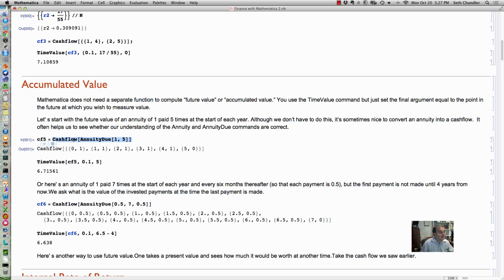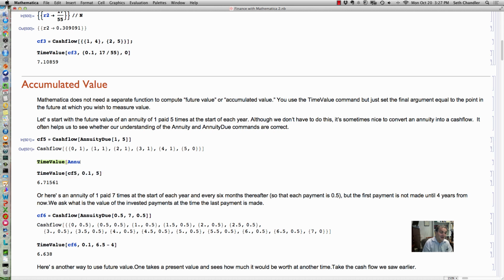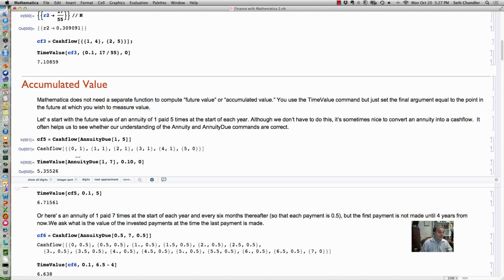A lot of times you do not need to do this. You can work directly with the annuity due. For example, I can say, what is the time value of an annuity due where I'm getting $1 for 7 periods, discounted at 10% right now. I don't have to convert it into a cash flow object. It's going to do that internally, and it's going to tell me that it's 5.35.